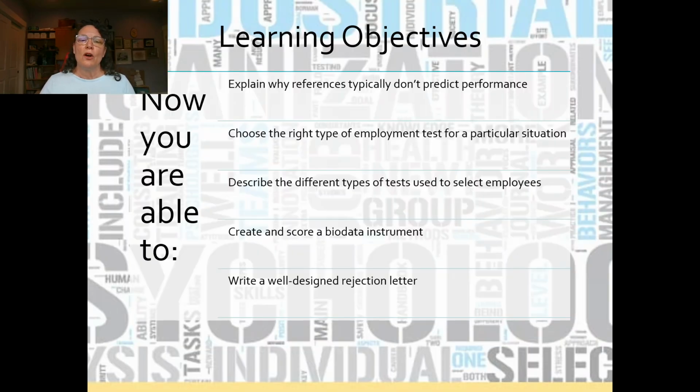All right. Well, hopefully by the time we've gone through this, you've seen at least some of the principles. Our textbook talks about a lot of these things in more detail than I'm doing. But why references don't typically predict performance, and how to choose the right type of employment test for a particular situation. I've given you the principles for these things. And so hopefully you feel like you've learned the basic concepts of using predictors for selecting potential employees.